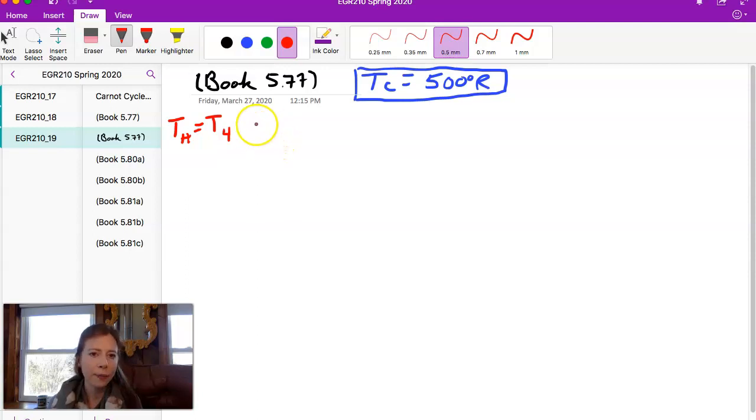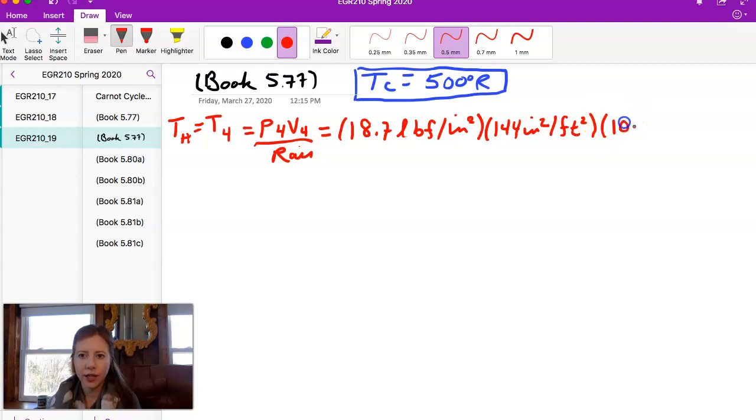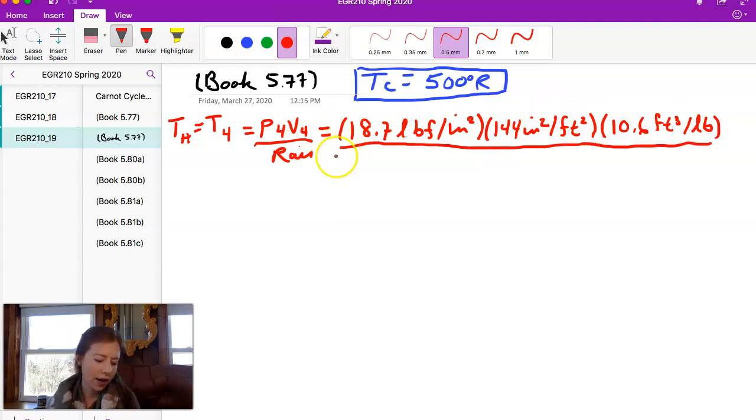So TH is going to be equal to T4, and that's going to be equal to P4 V4 over our air. Okay, so once again, we have 18.7 pound force per square inch, our conversion factor, 144 square inches per square feet, times 10.6, which was given, feet cubed per pound. Then we're dividing by our air, which is going to be 0.06855 BTUs per pound degree Rankine.